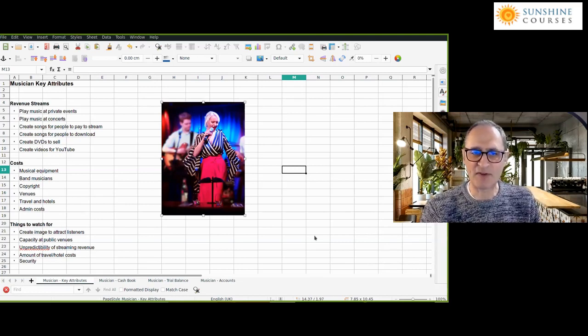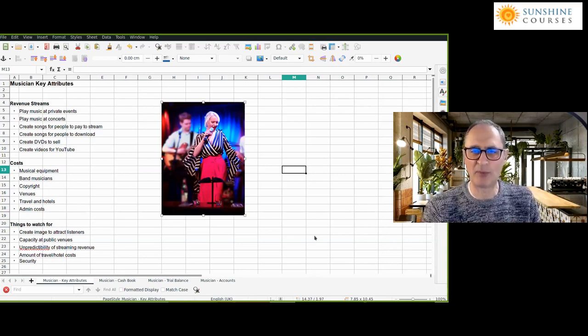She has to watch out for capacity at public venues. When you go out to a venue, you pay a fixed amount of money for a fixed amount of seating. If you buy too big a place and you don't fill it, you're going to spend all your money on the venue and you're not going to get enough revenue to cover your costs. Conversely, if you get a venue that's too small, you can't get everybody in who wants to come along and you're just throwing away potential profit. So capacity at a venue is a big deal.